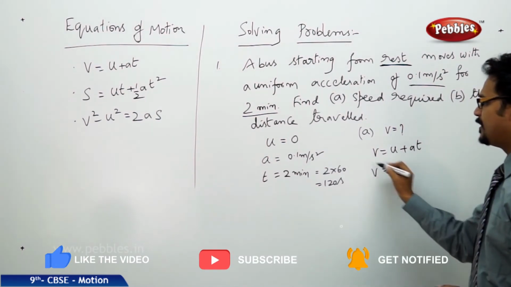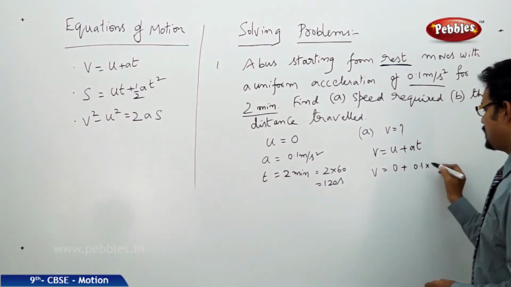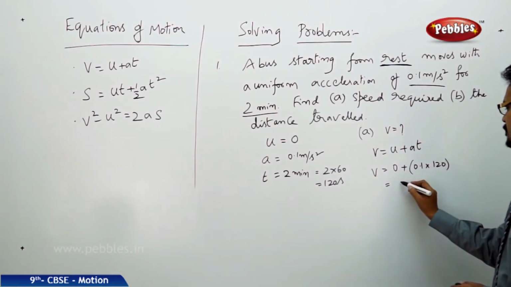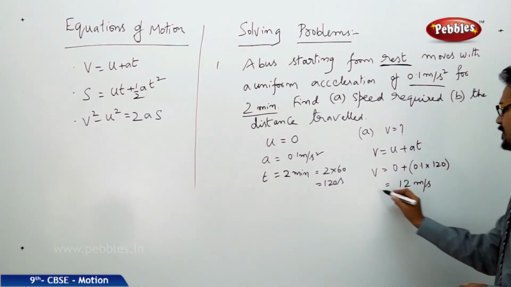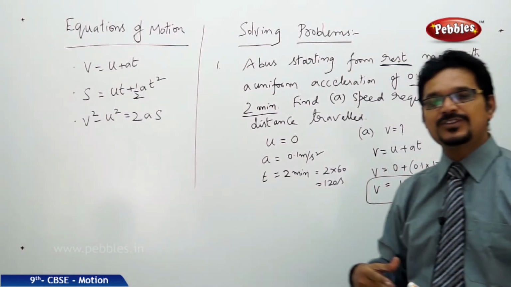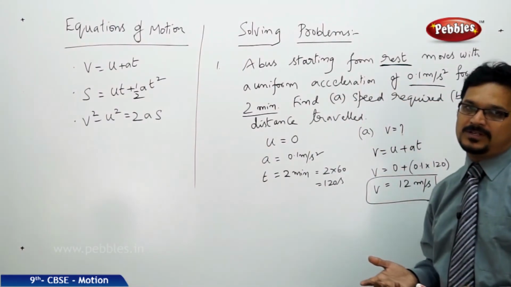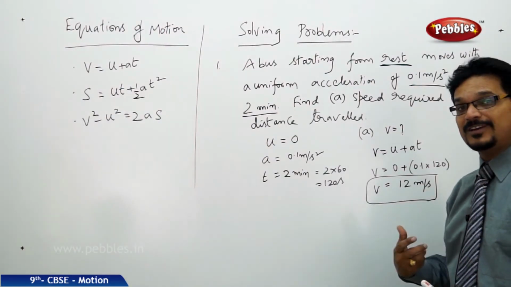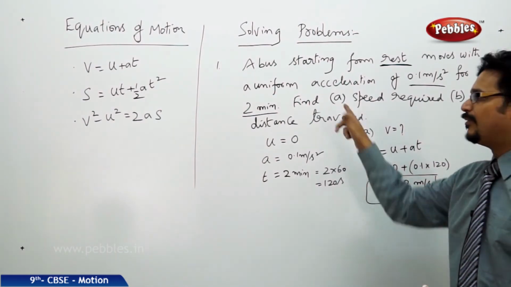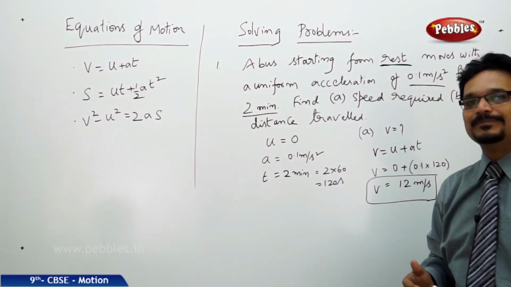So you need to find v. u is 0 plus acceleration 0.1 into time 120 seconds. So this is equal to 12 meters per second. That is the speed. But you may get confused that we are using acceleration but finding speed. Acceleration is a vector, so we need to find velocity, but they have mentioned speed. The only thing is that here the body is in straight line motion. In straight line motion, speed and velocity are both the same.